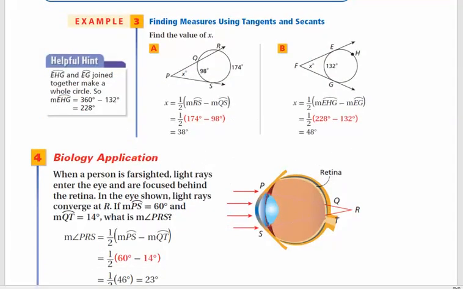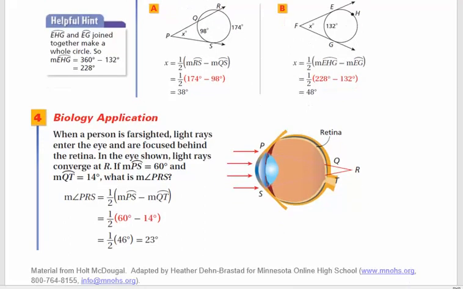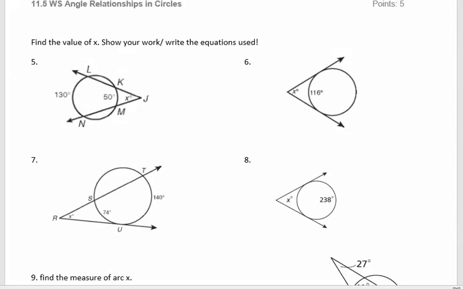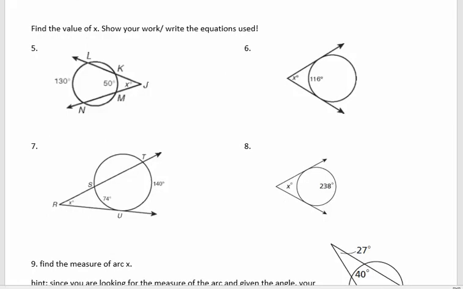There's some good examples here, 3 examples to look over, and then you have these problems to solve. So make sure you show your work. Let's look at number 6. In number 6, which is very much like number 8, the theorem says that x will be equal to half of the big arc minus the small arc.